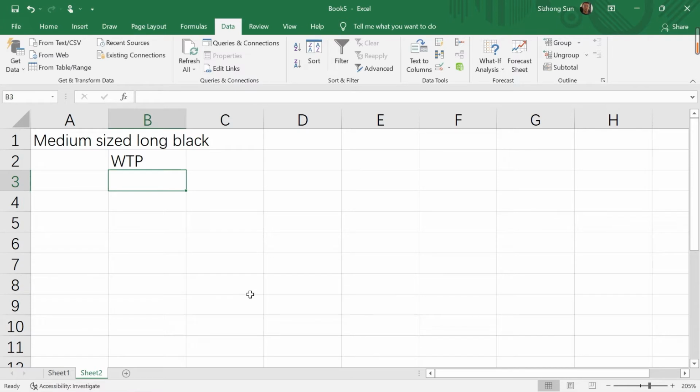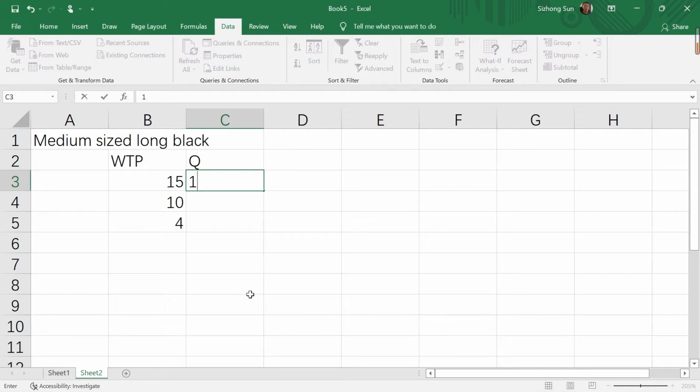Let's suppose I only have 3 persons in the market. The first person says she's willing to pay $15. The second person said 10. The third person is, say, $4. If I set the price to be $15, only one person will buy it. So the demand will be 1 cup of coffee.